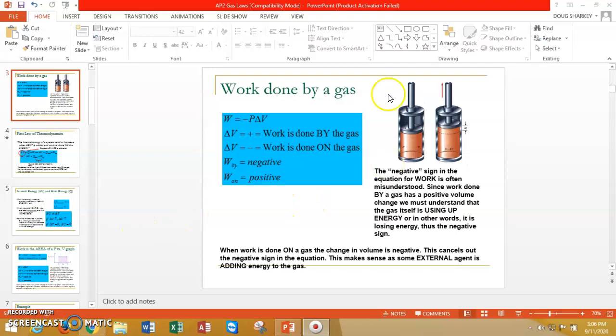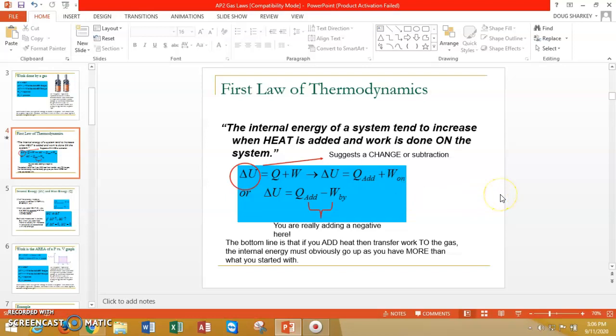So in our last video, we were talking about the work done by or on a gas and how those works can be negative or positive, depending if we have a positive or negative volume change. And oh my gosh, this is a lot to take in, and it's going to take some time and some thought. Now, I want to talk about the first law again real quick.